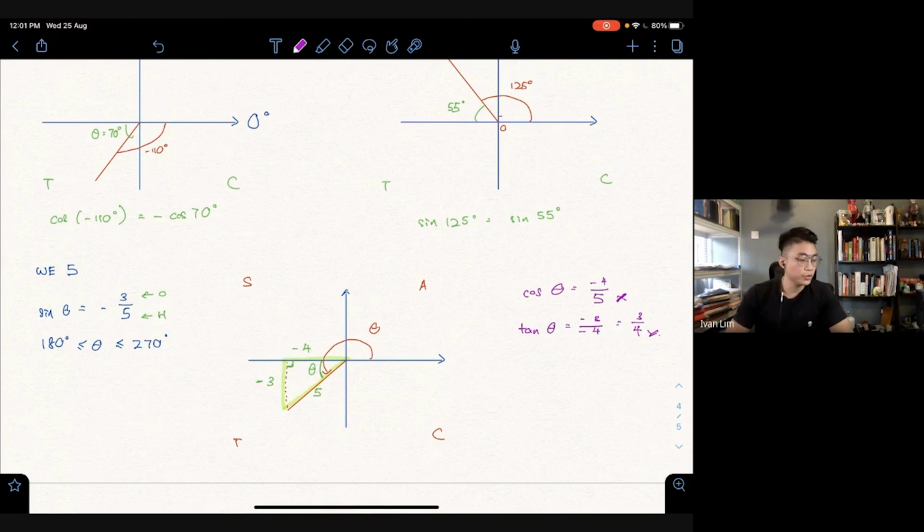If they structure it this way, they give you a specific value for a sine, cos, or tangent, they tell you which quadrant it is in, then ask you to go and find the other sine, cos, or tangent, the other ratios.